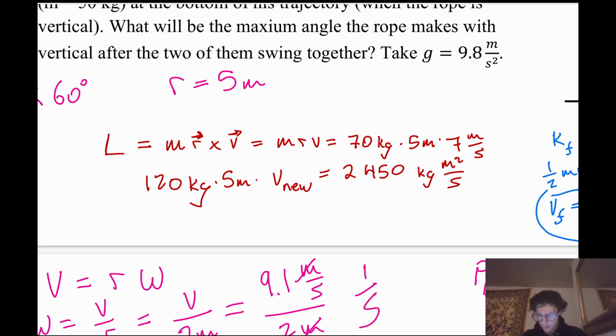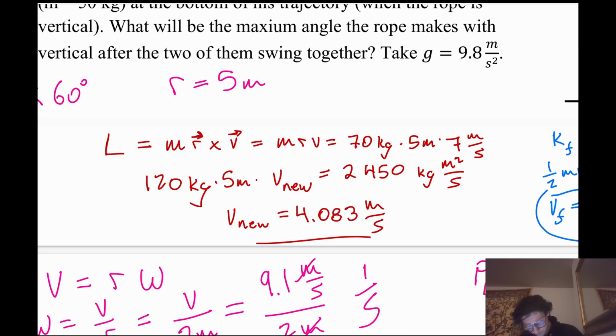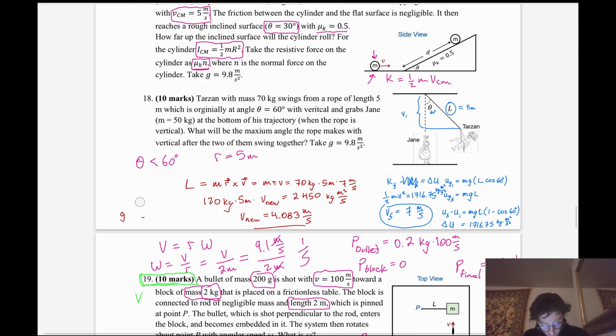So V new, we have 2450 divided by 120 kg. That cancels out the kilograms on the other side. Divided by 5. That cancels out the extra meters. And then we get V new when he picks up Jane is equal to 4.083 meters per second. Now that we have this, I know this is a big several step problem, but man, I don't see any other way of doing it.